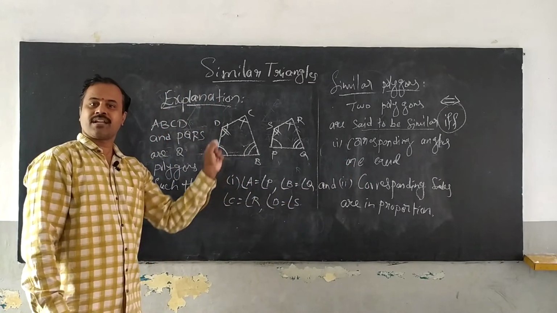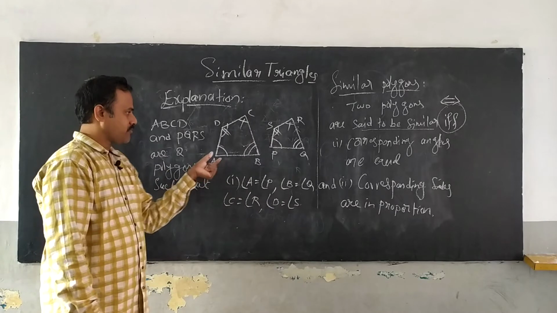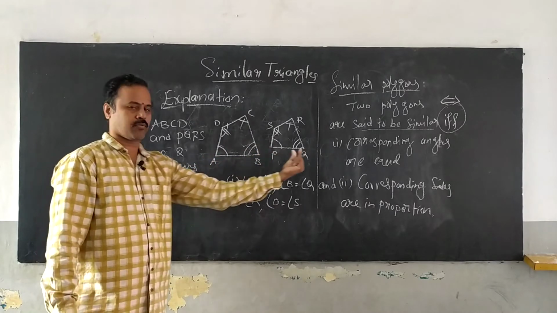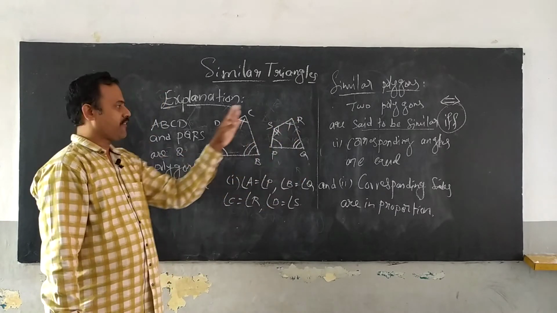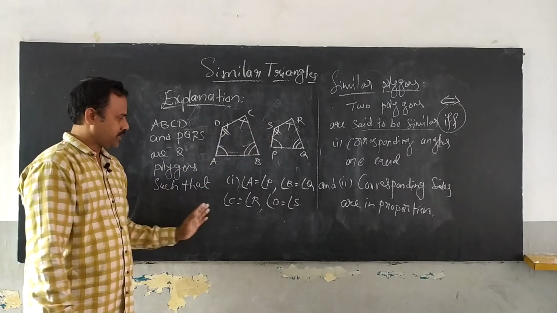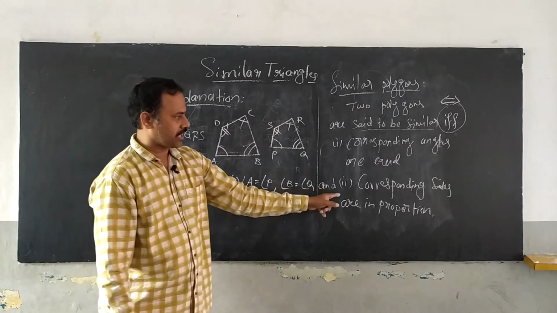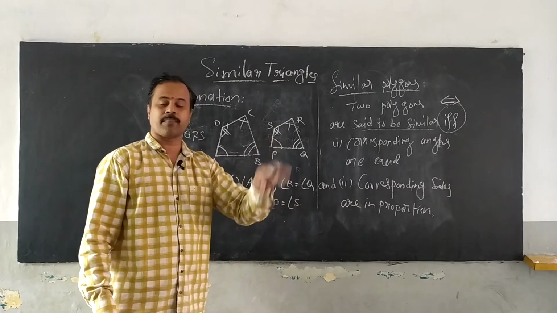Corresponding means commonly corresponding angles. So the first angle is equal to the first, the second is equal to the second, the third is equal to the third and the fourth is equal to the fourth. So these angles are equal. Now you come to the second one: corresponding sides are in proportion.